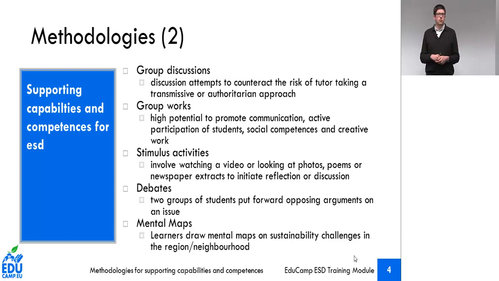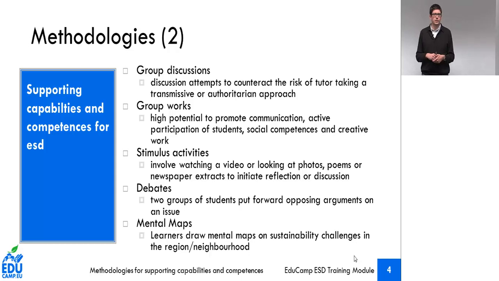Another list of methodologies we can find on this map here. It's about group discussion, group work, stimulus activities, debates, or also mental mapping. In the next few slides we'll go really into depth on mental mapping. I'll explain this methodology more closely. In mental maps, learners draw mental maps on sustainability challenges in the region or in the neighborhood or whatever challenge we tackle.